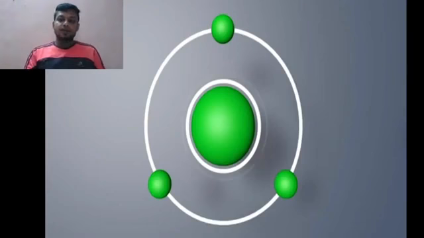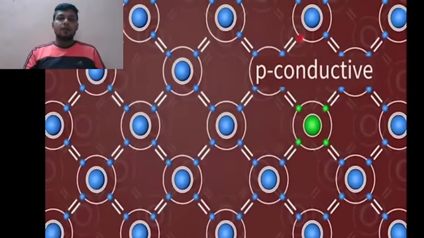In the case of boron, we have only three electrons in the outer shell. So when we add this to the silicon crystal, one electron bond in the silicon is left unfilled. This creates an electron hole. The hole moves through the crystal like a positively charged particle, making the material p-conductive.